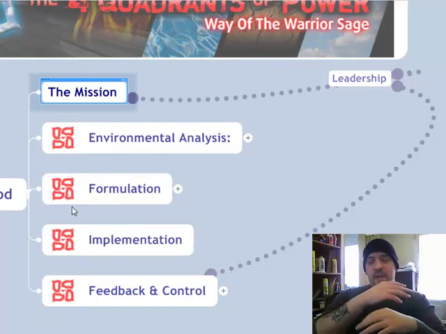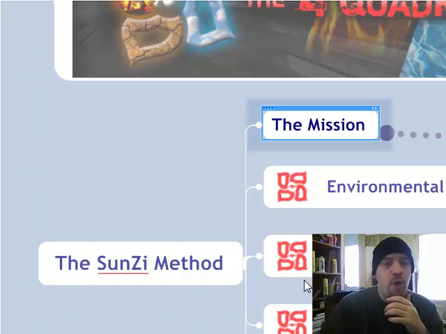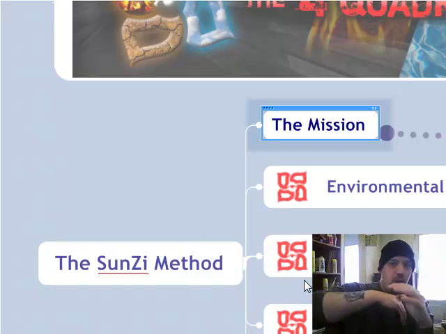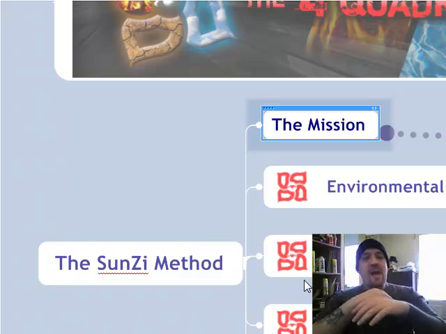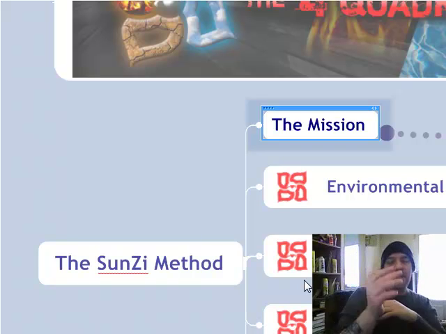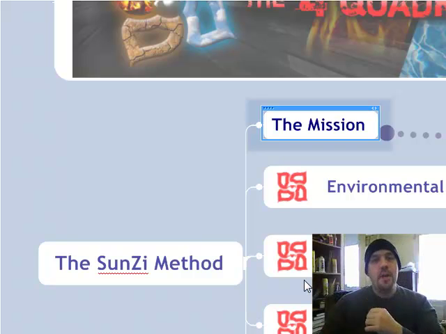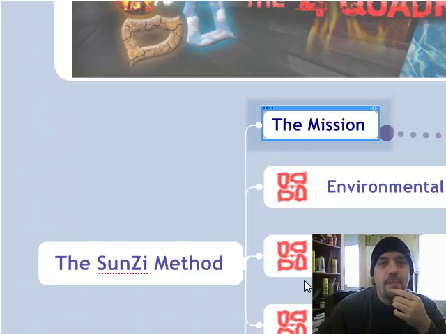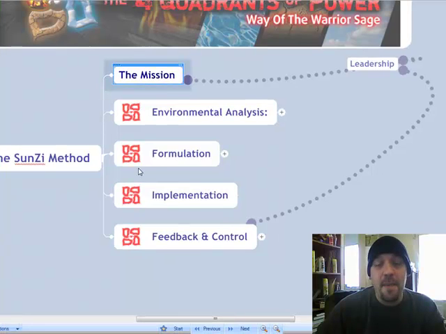I prefer to think of it in terms of a flow, very cyclical, very circular. The mission, environmental analysis, formulation, implementation, feedback and control, back to leadership, back to the mission. So you're always taking a look at what you're doing. You're always analyzing the data from your action and determining whether or not that action is yielding the appropriate results or the results you expected. And then you make changes to the strategy and the tactics based upon that. And that in turn might lead to changes in the mission itself.